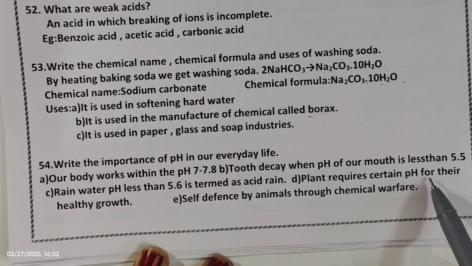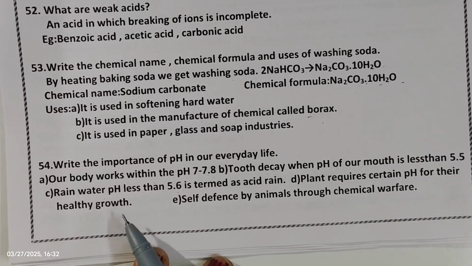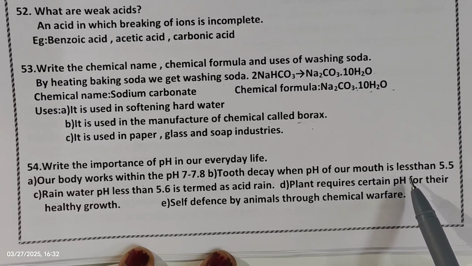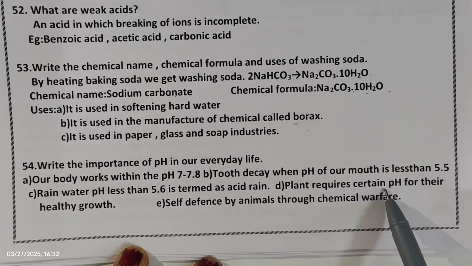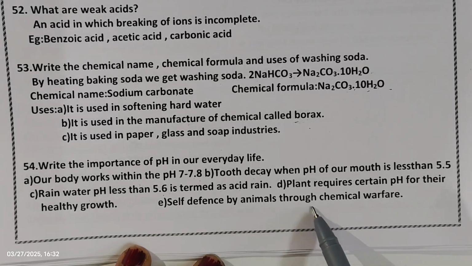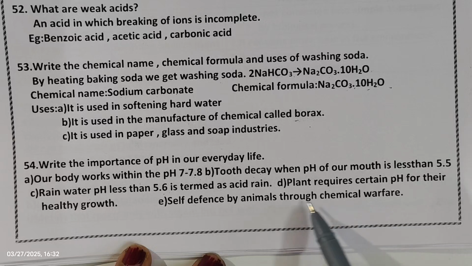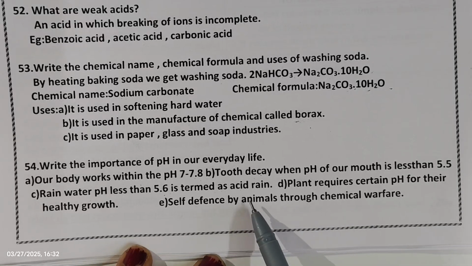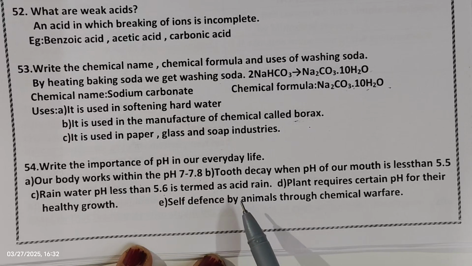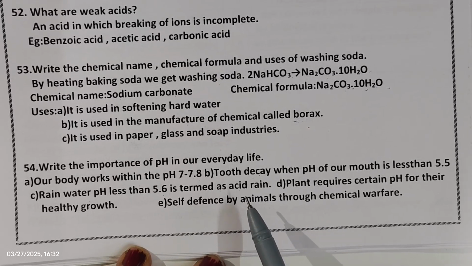Then plants require a certain pH for healthy growth. In a more acidic medium the plants cannot survive, and in a more basic medium also they cannot survive. So they require a certain pH for healthy growth. Then self-defense by animals through chemical warfare. Some animals produce an acidic liquid in their sting, for example a bee sting.